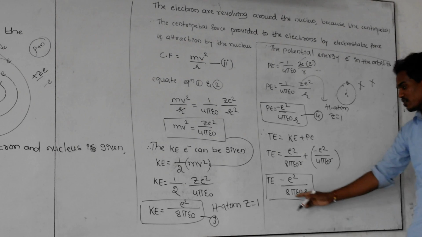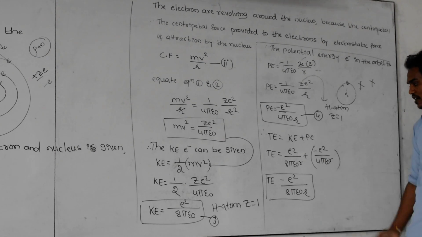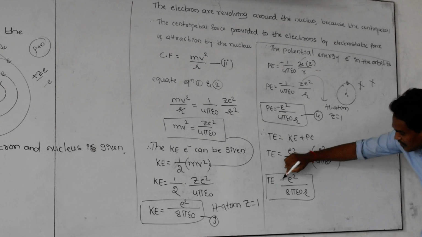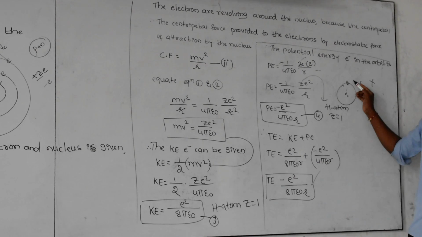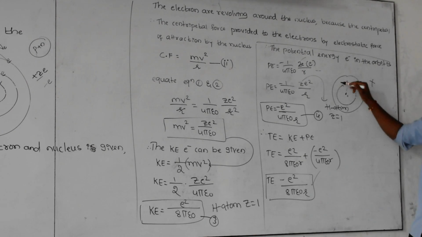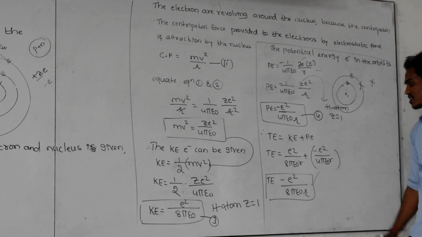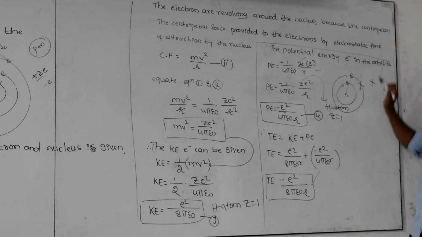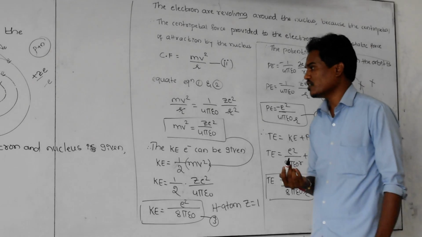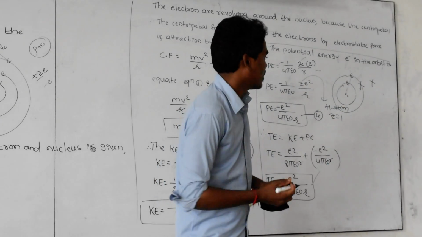By using this equation, it is possible to find out the total energy of the revolving electron. For example, I am taking the first orbit, and if you take the second orbit, in order to calculate the energy of this electron also, you can use the same formula, but only the value of R changes. And again, for the third orbit, fourth orbit, fifth orbit, and so on, it applies to the nth orbit.